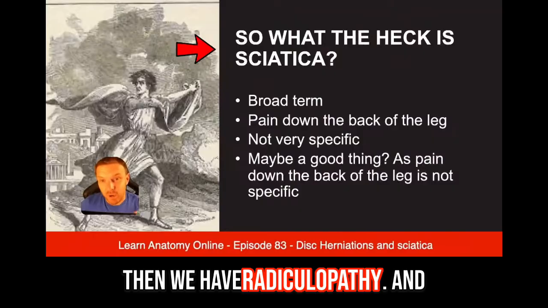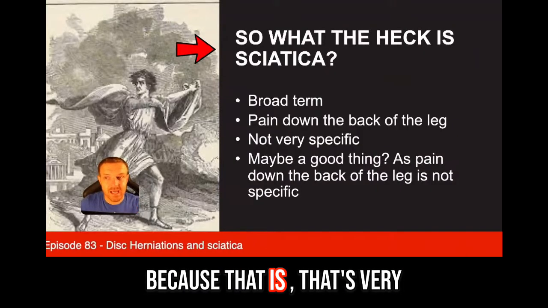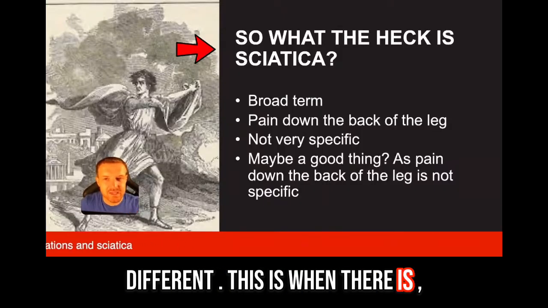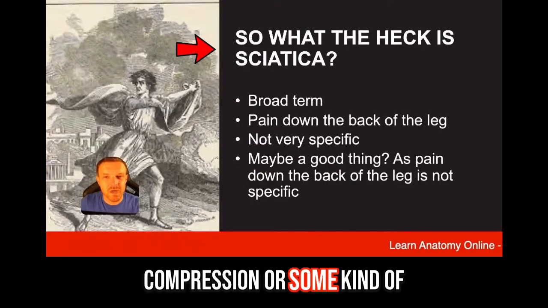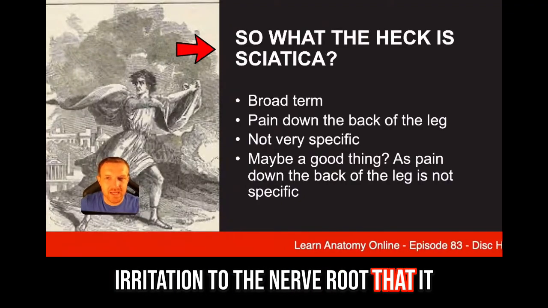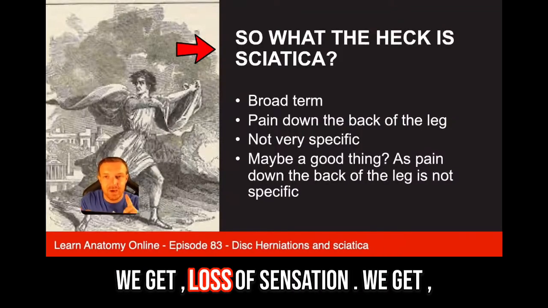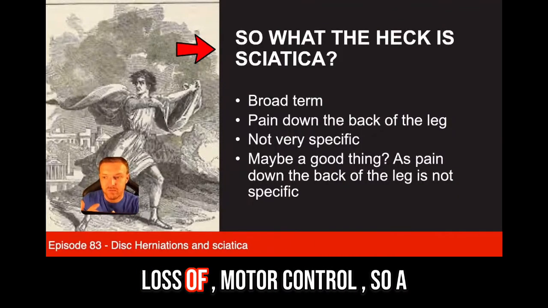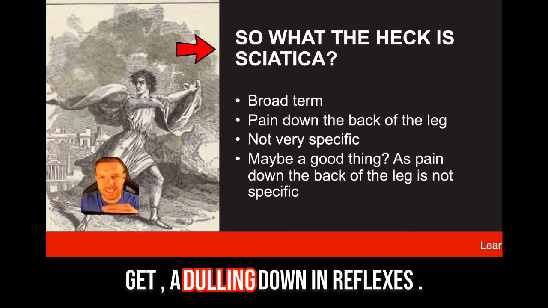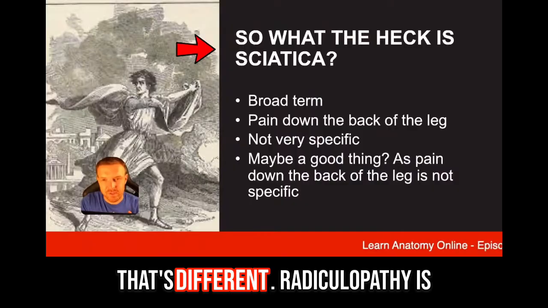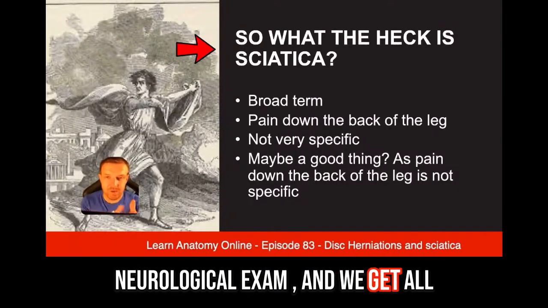And then we have radiculopathy. Radiculopathy is really key because that's very different. This is when there is such an extent of either nerve compression or some kind of irritation to the nerve root that it is interrupting the nerve impulses. We get a loss of sensation, we get loss of motor control, so a weakness potentially, and we may get a dulling down in reflexes. That's different. Radiculopathy is where we can measure, doing a neurological exam, and we get all of those changes.